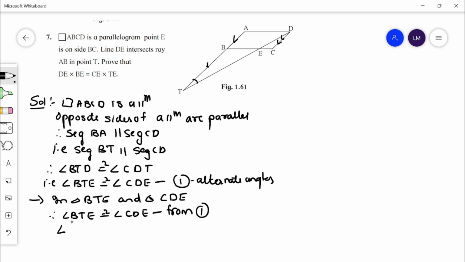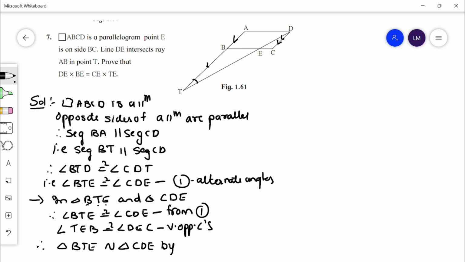Next is angle E, which is vertically opposite, right? So we can write angle TEB, second, is congruent to angle DEC. Reason is vertically opposite angles. Therefore, triangle BTE is similar to triangle CDE by AA test for similarity.